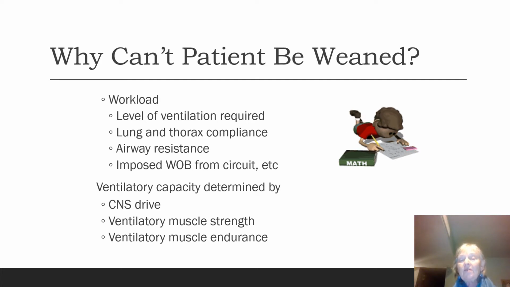In post-work of breathing from the circuit, etc., how do we overcome this? Remember, we talked about pressure support ventilation. Pressure support helps to overcome all of these resistances. Ventilatory capacity: we're looking at the central nervous system. We're looking at the muscle strength. We're looking at muscle endurance. If your patient can't be weaned, once they've passed the acute stage, we move them out of the acute care facilities into our SNFs, the skilled nursing centers, long-term rehab centers, whatever, at that particular point.